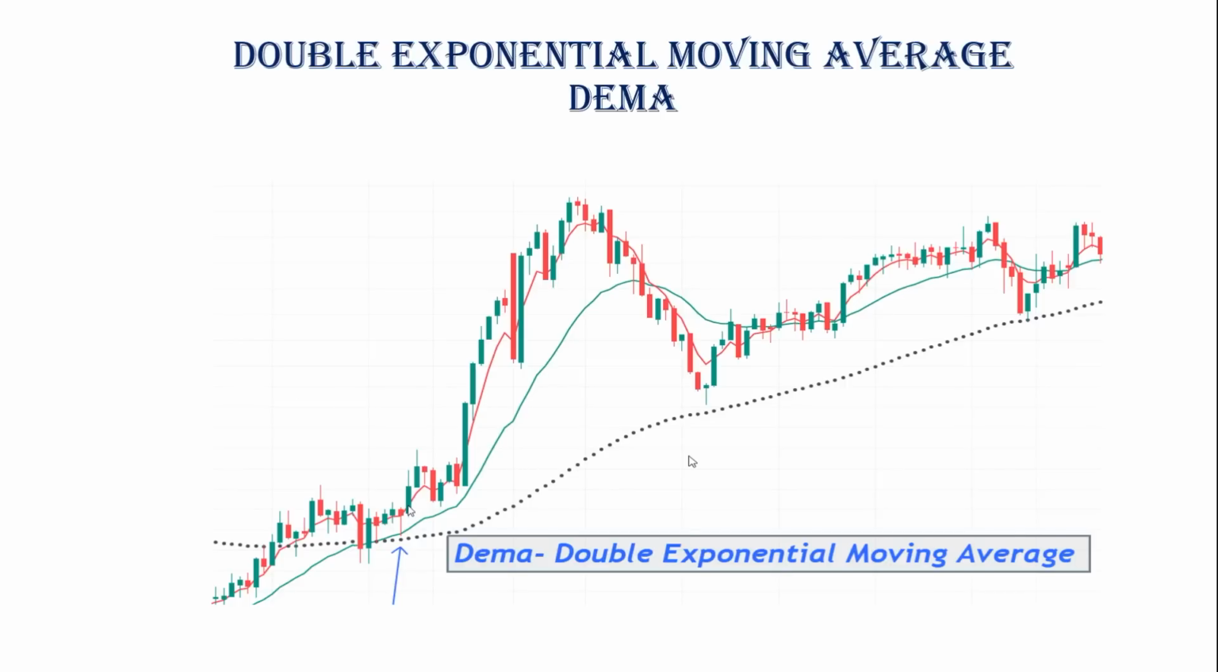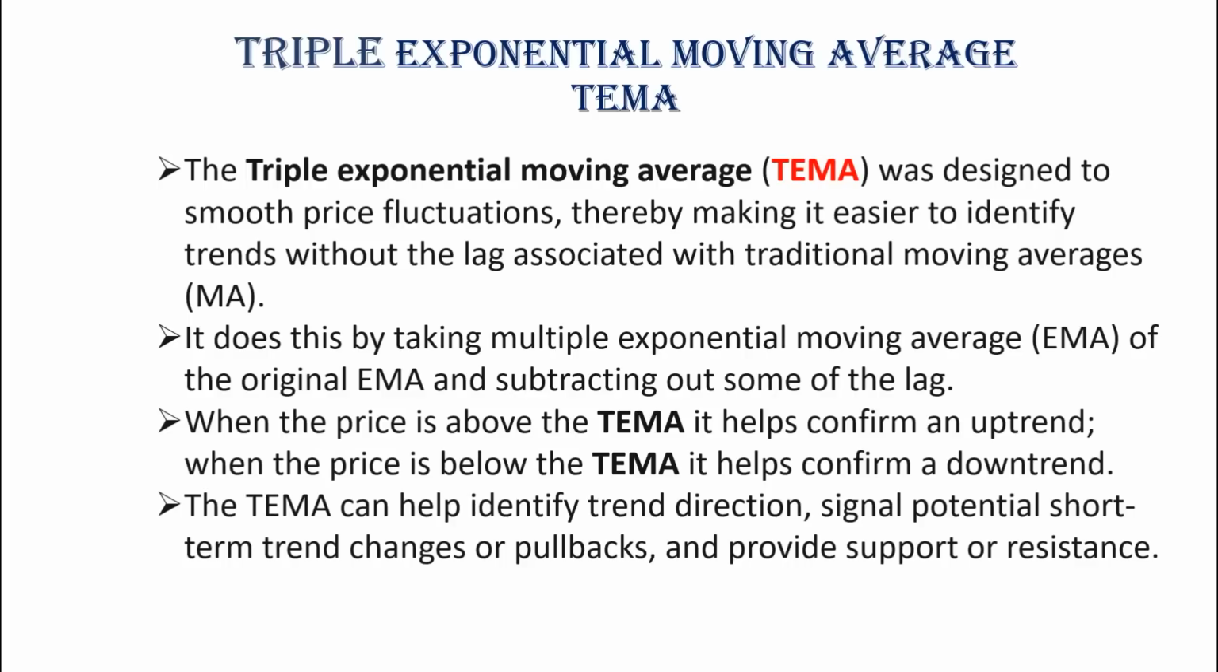Okay. So here the price is above the 5 EMA. The red EMA is the 5 EMA and the green EMA is the 20 EMA. And also if the price is above the DMA, the double exponential moving average, we can enter into the long trade. So this gives us double confirmation to enter into the long trade. We will see what the triple exponential moving average, that is TMA, is.